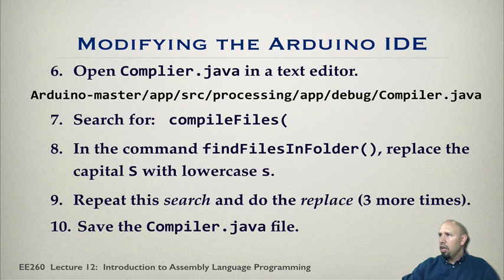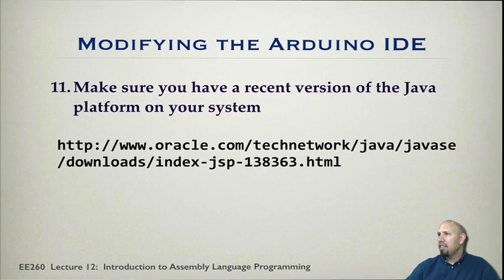So you need to modify 2 files in all. If you looked in that Arduino master folder, you have all these folders and folders within folders, and there's a lot of stuff in there, but we only need to change 2 little things, 2 little files. All right, so that's the first 10 steps.